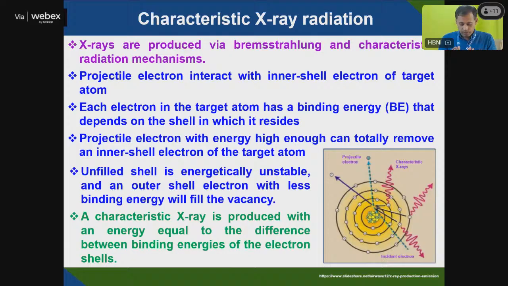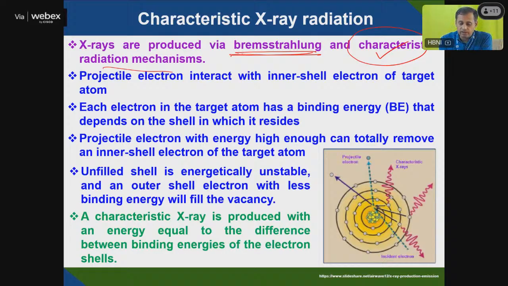So in the case of X-ray production, two things occur. One is characteristic X-ray radiation, and the other is background radiation, that is, Bremsstrahlung radiation. So X-rays are produced as Bremsstrahlung radiation as well as characteristic radiation. Mainly this characteristic X-ray radiation that comes out is what we use in XRD. But the Bremsstrahlung mainly gives you the background.